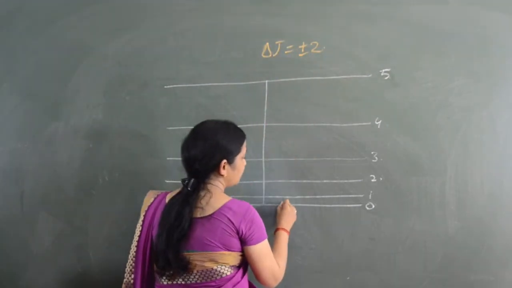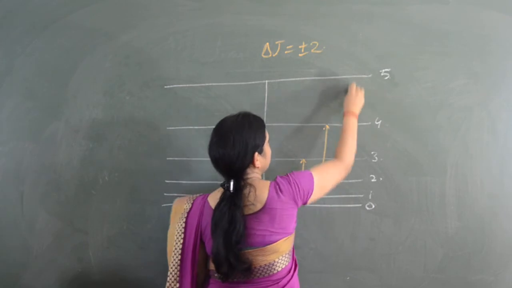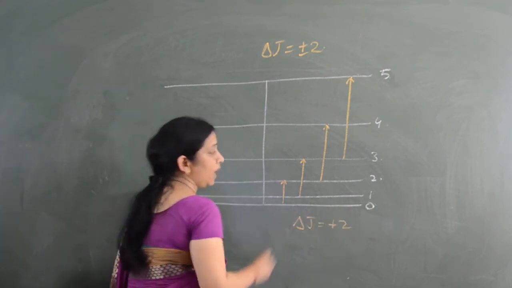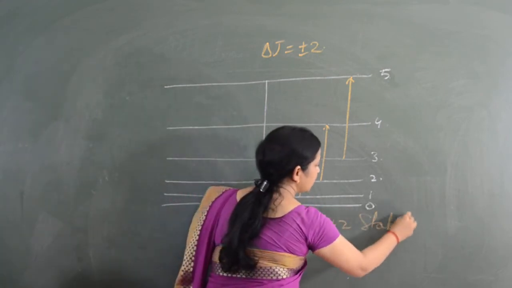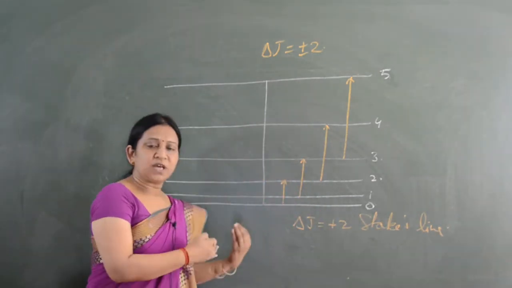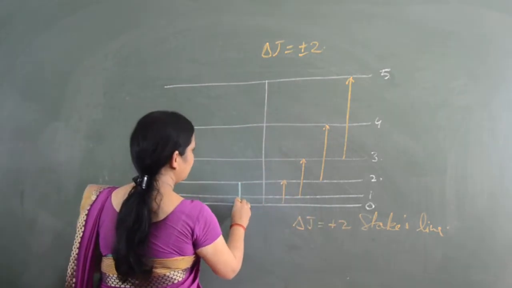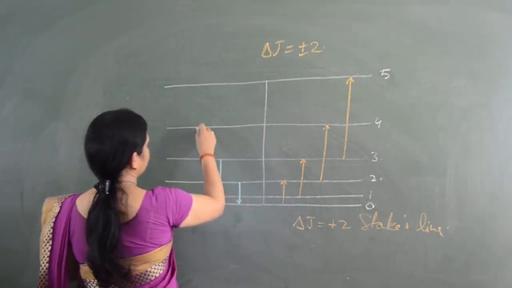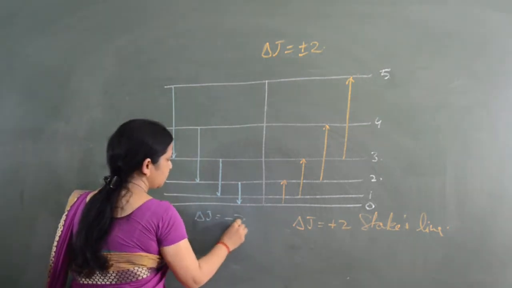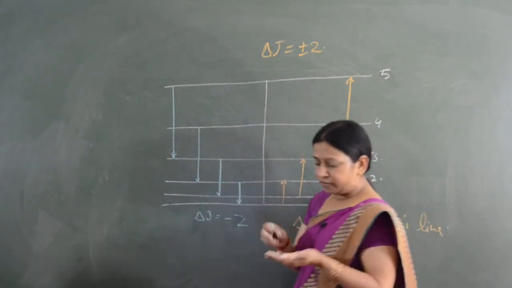So, the transition will be from 0 to 2, 1 to 3, then 2 to 4 and 3 to 5. They correspond to delta J equal to plus 2, and plus 2 corresponds to Stokes lines. Similarly, we are going to have the negative sign, because that is going to show emission. So, it will be drawn downwards. Everything will be same, but this will be drawn downwards. This is delta J equal to minus 2, which represents anti-Stokes lines. So, this is rotational Raman spectra.